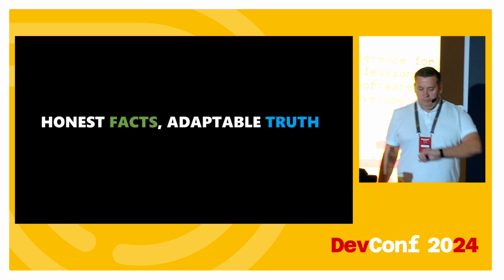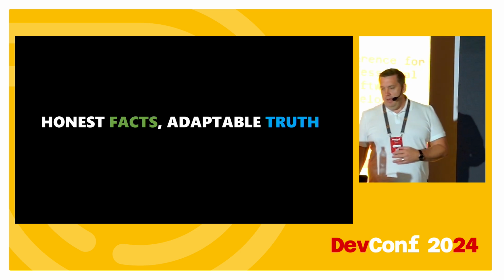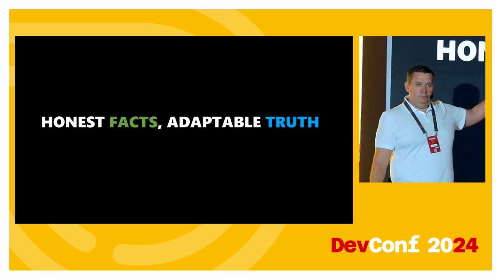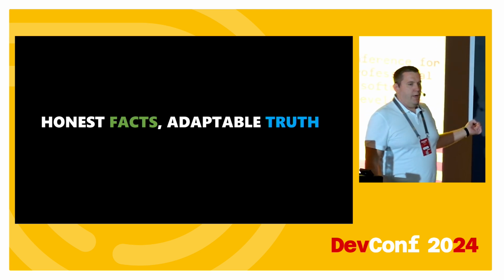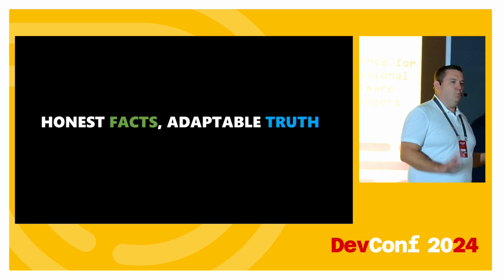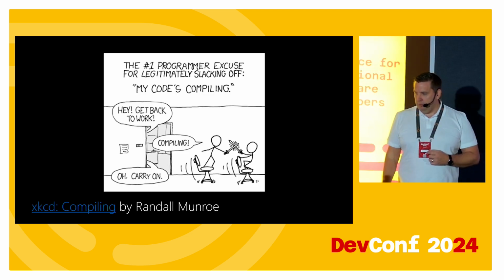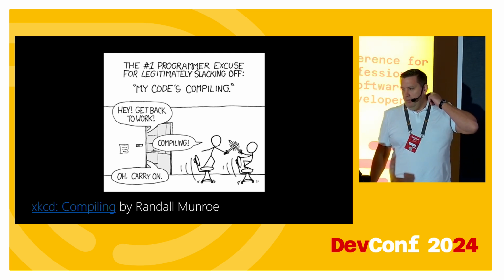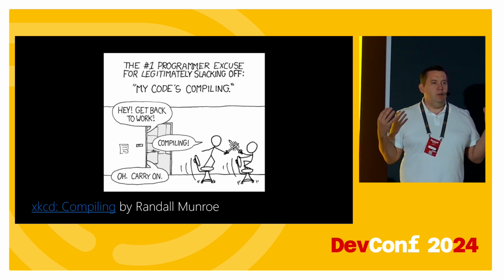All right. Honest facts and adaptable truths. Facts are honest, truths are adaptable. True? Cool. I'm glad we agree. One of the biggest issues I had with these German companies was that they had a very deeply rooted belief that developers were extremely slow. And that was a problem for me. So it became my next goal. I wanted to solve why the developers are so slow.